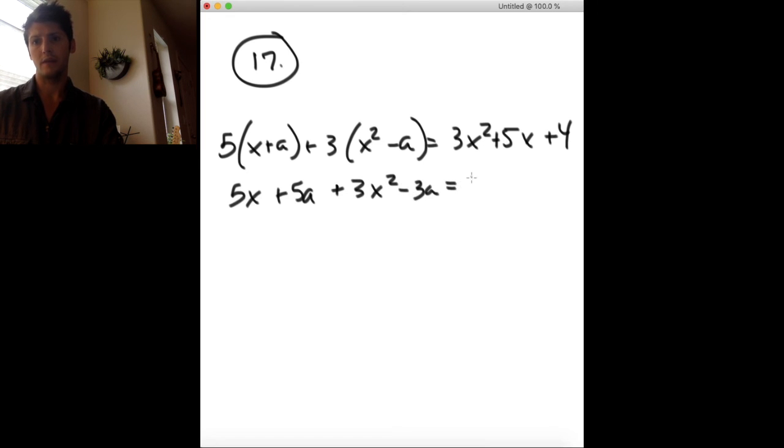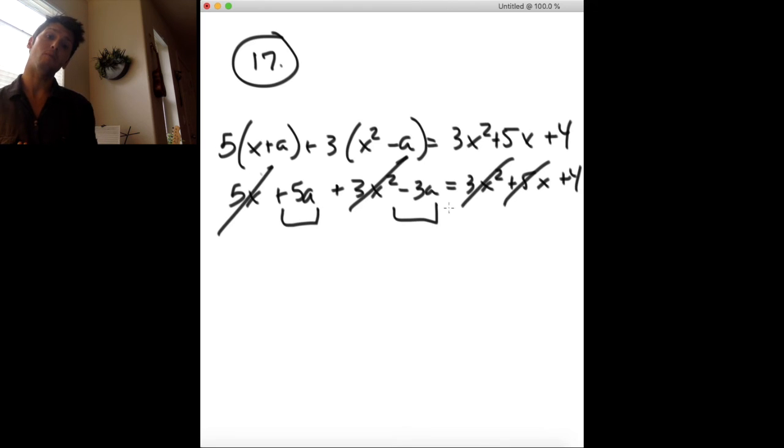And then you could just combine like terms. You could be like, well, look, subtract 3x from both sides. Those cancel. Subtract the 5x from both sides. Those cancel. And what we have left is 5a minus 3a equals 4. That was my point at the beginning. You didn't have to do all that other work. All you have to notice is that a doesn't deal with x's, never gets multiplied by x, never gets multiplied by x squared. It's just the number at the end, right? 5a minus 3a equals 4.